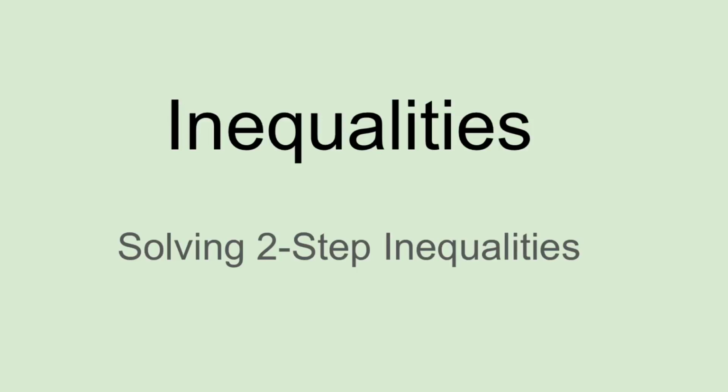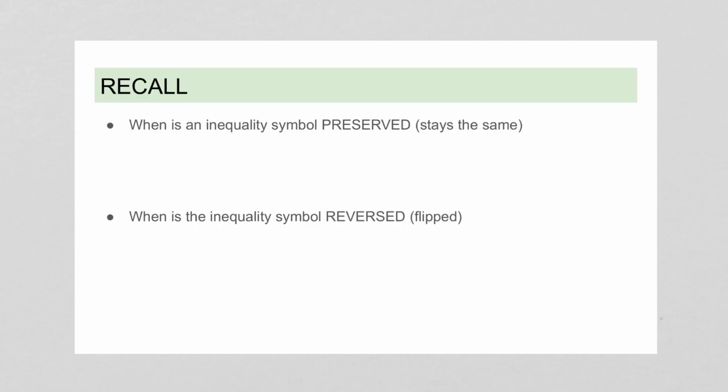This video is intended to help you understand the notes for inequalities, solving two-step inequalities. Let's begin by accessing some prior knowledge. Let's recall, when is an inequality symbol preserved? So remember what it means to be preserved. That means it stays the same. So what operations can we perform and it will not affect our inequality symbol?